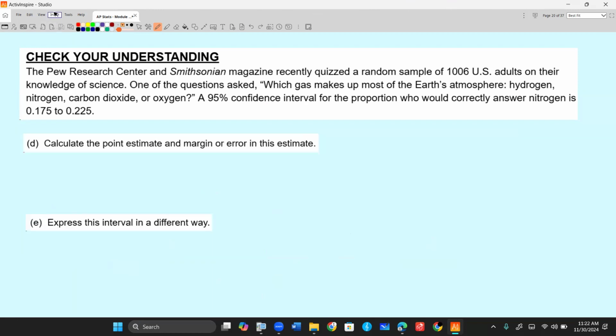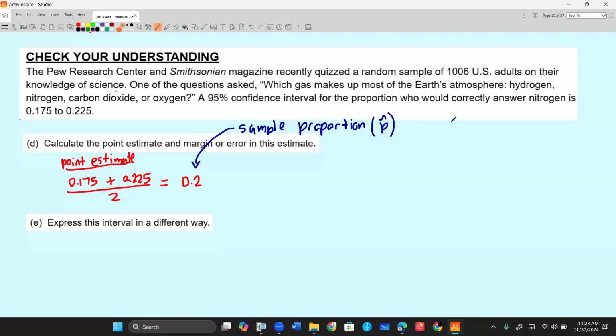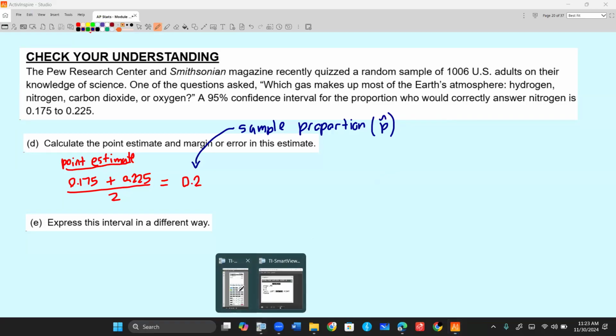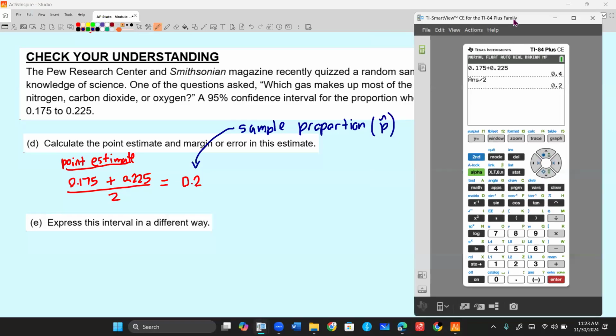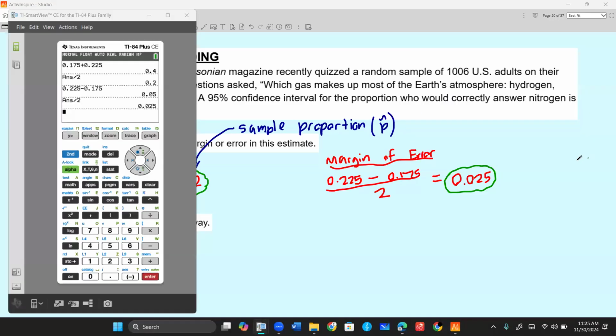Part D, calculate the point estimate and margin of error, and then express the interval in a different way. So this part is just the number crunching. Your point estimate is going to be: add them up, divide by 2. It's the midpoint of them. It's going to be your sample proportion in this case, since we're talking about proportions. So just add them up, divide by 2. And then your margin of error will be the difference divided by 2. And that'll get you 0.025 or 2.5%.